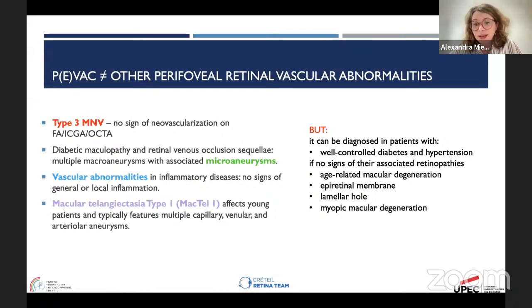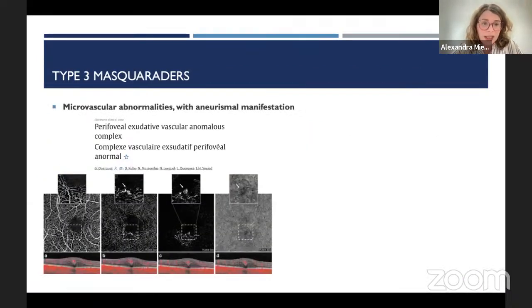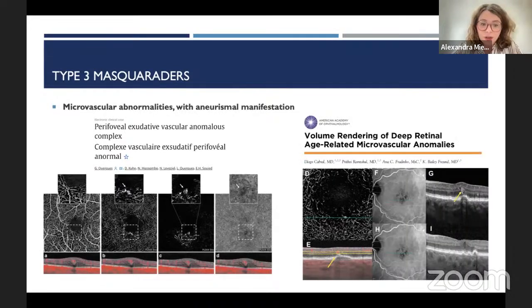So no signs of microaneurysms, for example, in the context of diabetic retinopathy and so on. PVAC has also been described in age-related macular degeneration by Riccardo Sacconi, and in cases of epiretinal membrane in the series from Sarah Mrejan and myopic macular degeneration. But this may be also coincidental findings because we have so few cases finally.